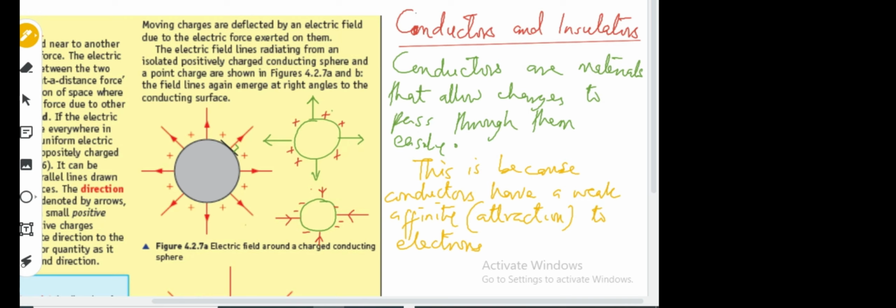Of course, that's why they have free electrons. They really don't like electrons, as it were. So they can afford to have free, delocalized electrons floating around in between atoms. That's for conductors. That's also why they are good at conducting heat, because those free electrons can carry the thermal energy faster and make the transfer of heat faster than just normal conduction from vibration of one particle to another particle. So this is because conductors have a weak affinity or attraction to electrons.